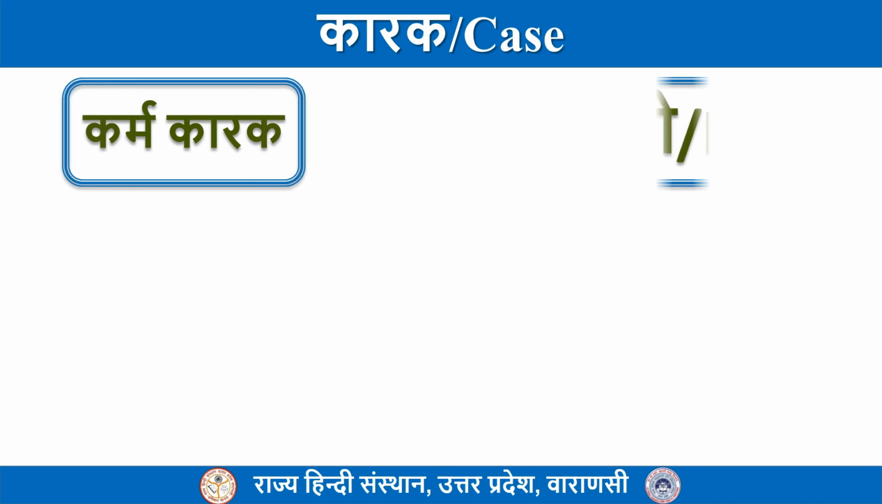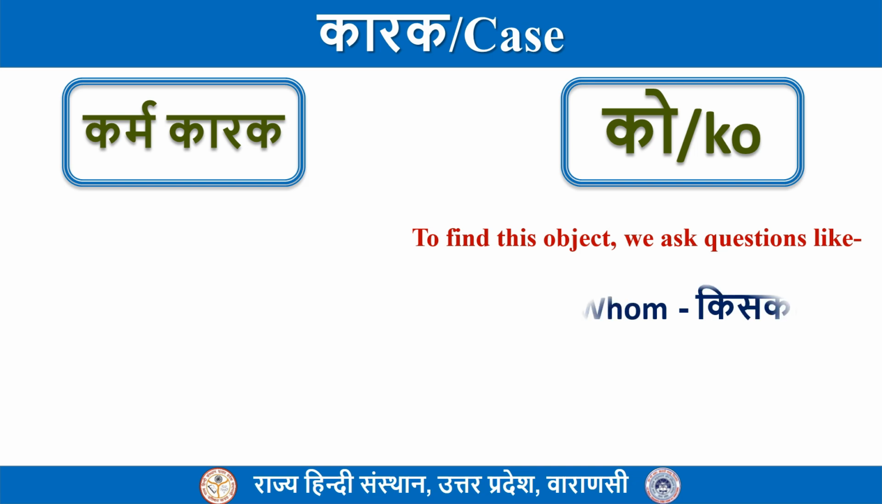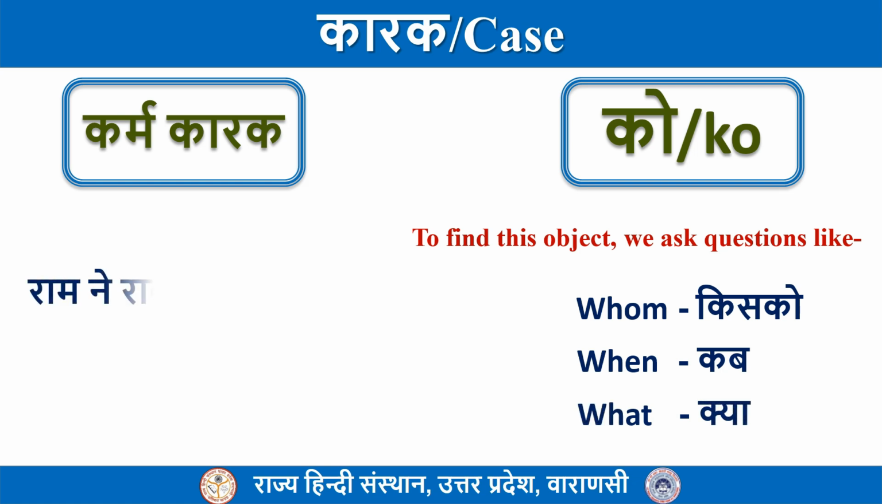The next karak is ko or the karam karak. This karak ko acts on an object. And to find this object, we ask questions like whom or kisko, when or kab, what, kya. Let's see this with different examples.